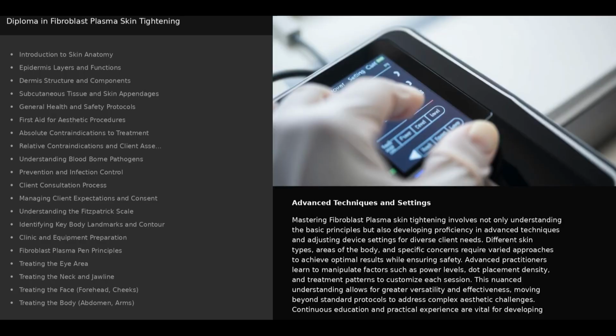Advanced techniques and settings. Mastering fibroblast plasma skin tightening involves not only understanding the basic principles, but also developing proficiency in advanced techniques and adjusting device settings for diverse client needs. Different skin types, areas of the body, and specific concerns require varied approaches to achieve optimal results while ensuring safety. Advanced practitioners learn to manipulate factors such as power levels, dot placement density, and treatment patterns to customize each session. This nuanced understanding allows for greater versatility and effectiveness, moving beyond standard protocols to address complex aesthetic challenges. Continuous education and practical experience are vital for developing these advanced skills.